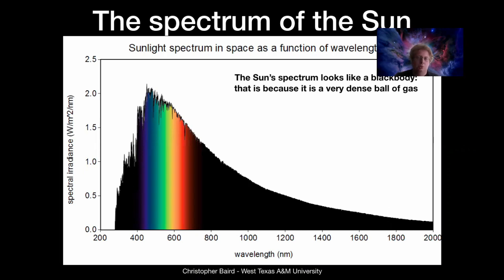Here's what the spectrum of the sun looks like. The light from the sun split up in different wavelengths. You can see that there's this overall shape to the spectrum of the sun. It's a black body, which tells us that the sun is a dense ball of gas that is made of very hot material. The temperature is something like 5,700 Kelvin.